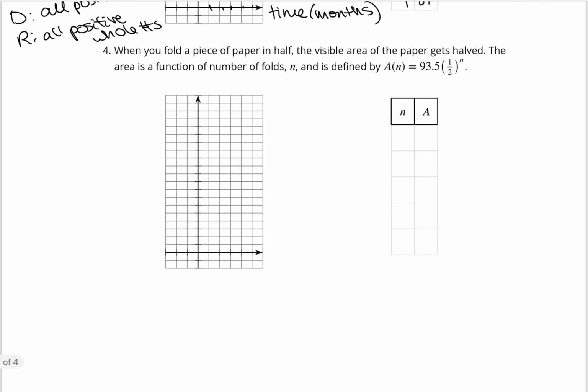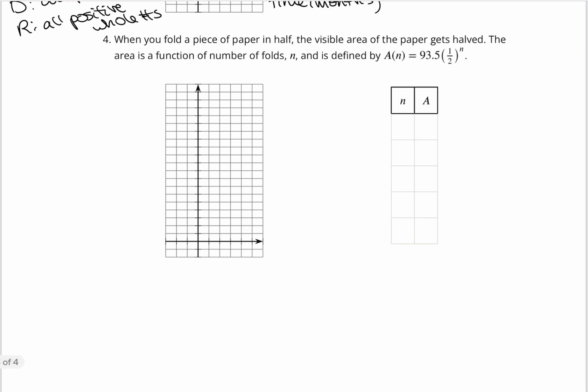Number 4, it's another exponential relationship. Think about a piece of paper. The area of the piece of paper is going to be the length times width. If you fold it, the area of what shows, what you can see, is half of that, right? As each fold cuts the paper in half effectively. So the area is cut in half every time we fold the paper.